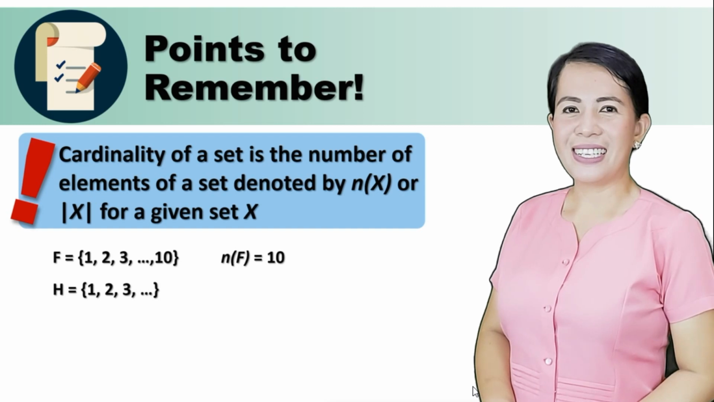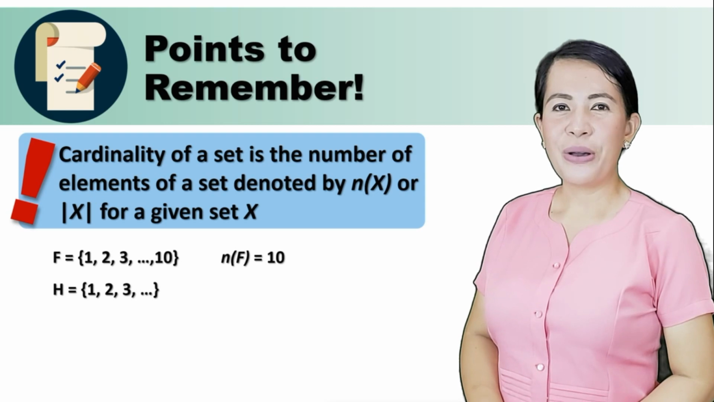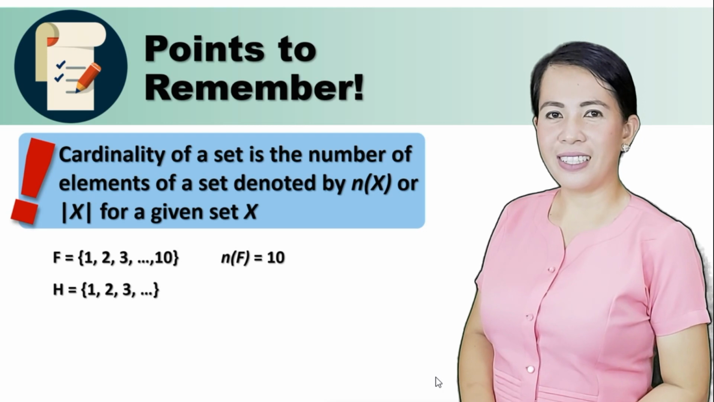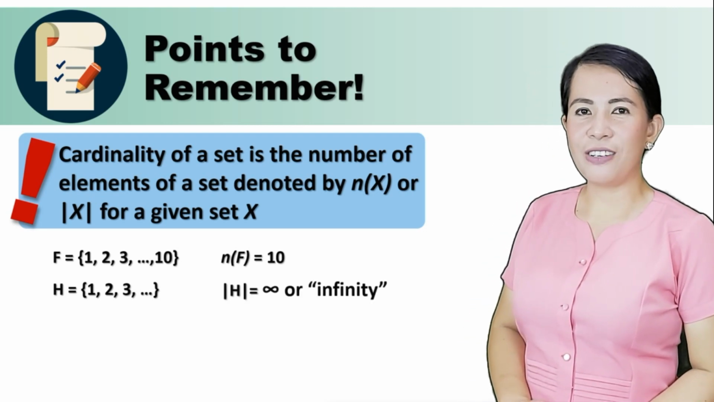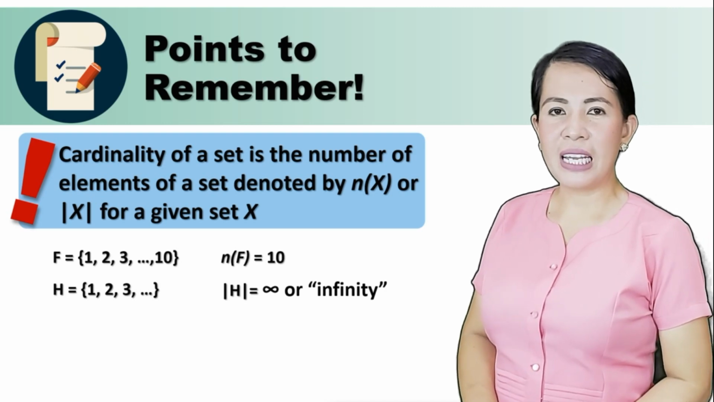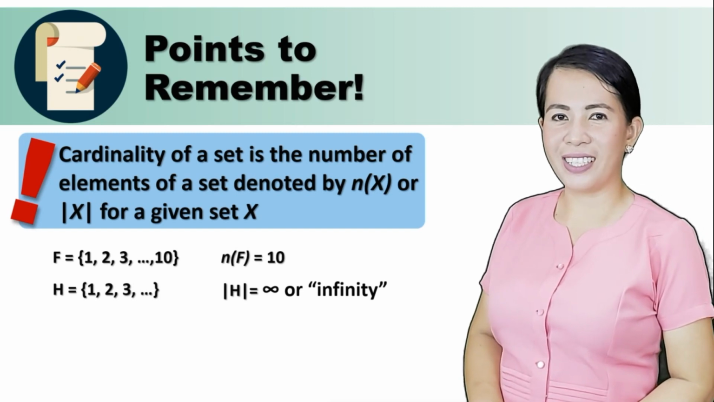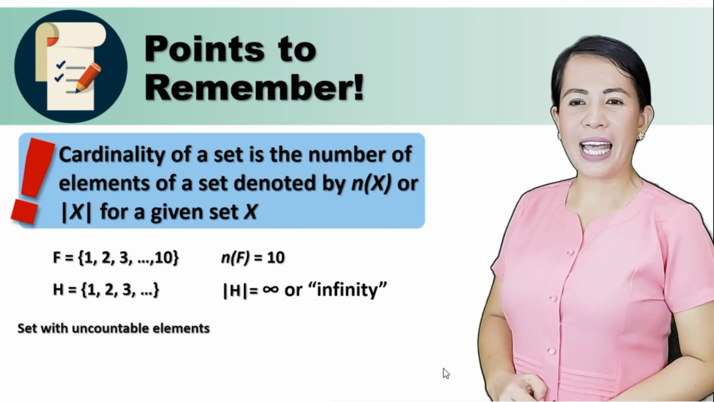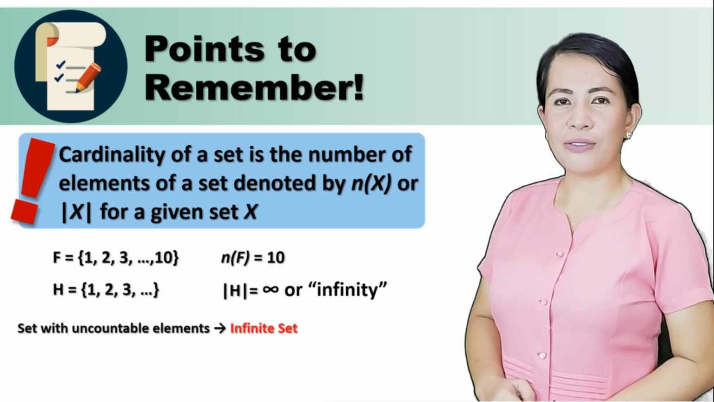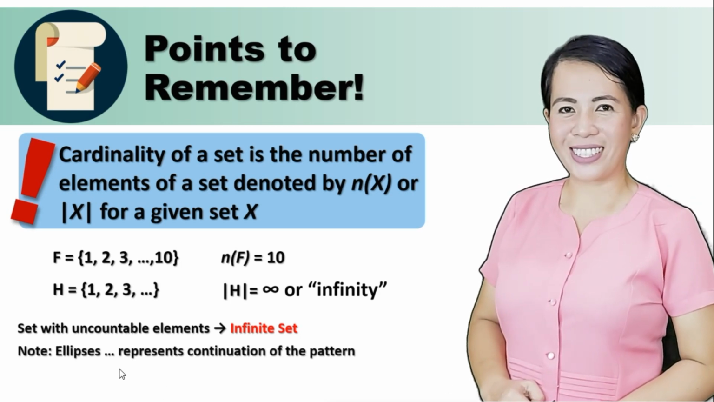Another example, set H contains 1, 2, 3, and so on. What do you think is its cardinality? Very good. The cardinality of H is infinity, because there are so many uncountable numbers from 1, 2, 3, and so on. A set of uncountable elements is called an infinite set. Please take note of the use of ellipsis. Ellipsis represents continuation or pattern.